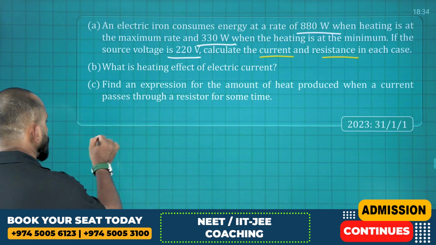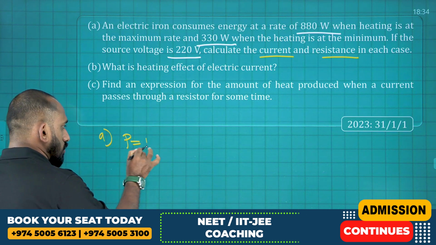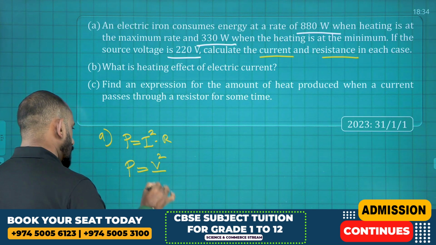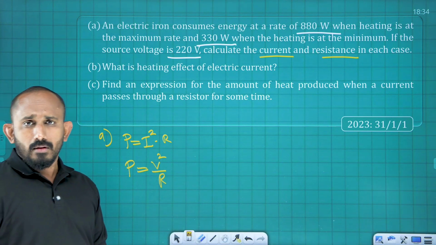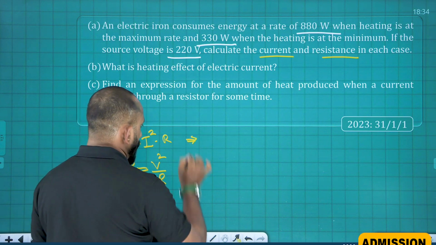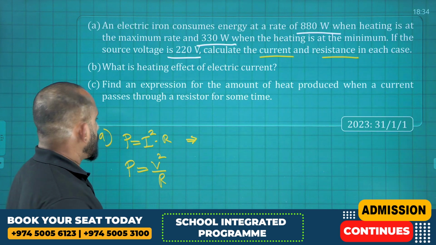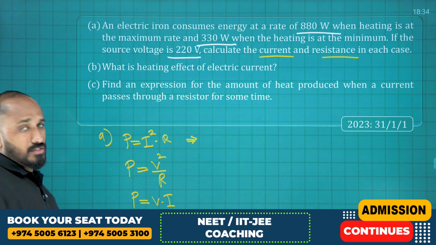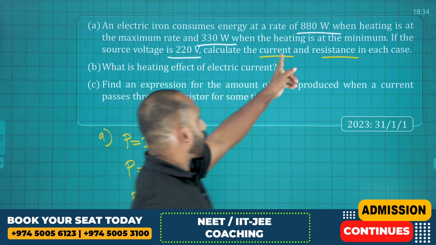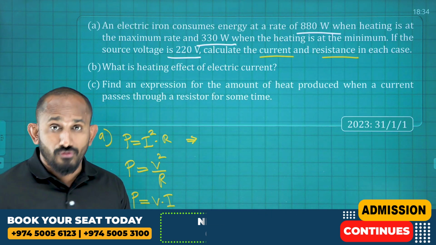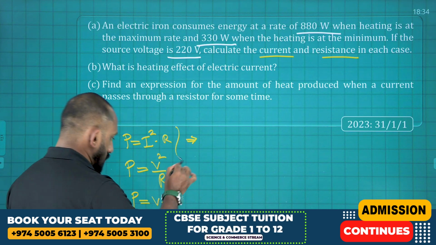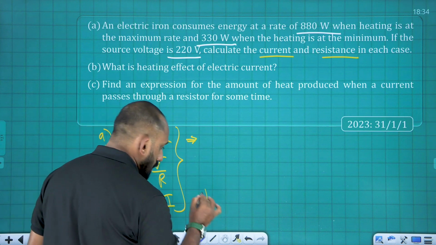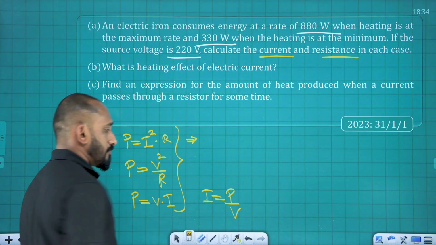We have the equation power P is equal to I square into R, one idea, and power P is equal to V square by R, another idea. And power P is equal to V into I also, one idea. So first case, you have to find the current. The power and voltage are given. So out of this, voltage, power and current, this is the relation. So here I is equal to power by V.